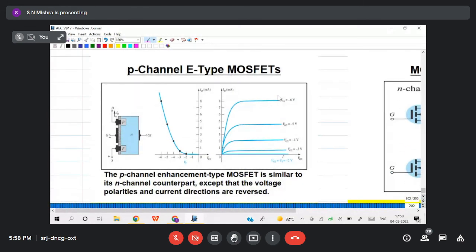Now you see the P channel. If you consider the P channel, VT will be negative, just opposite of that. And when you increase more and more negative voltage, more and more current will increase, and the transfer characteristic is on the left side of the axis, because VGS is negative.